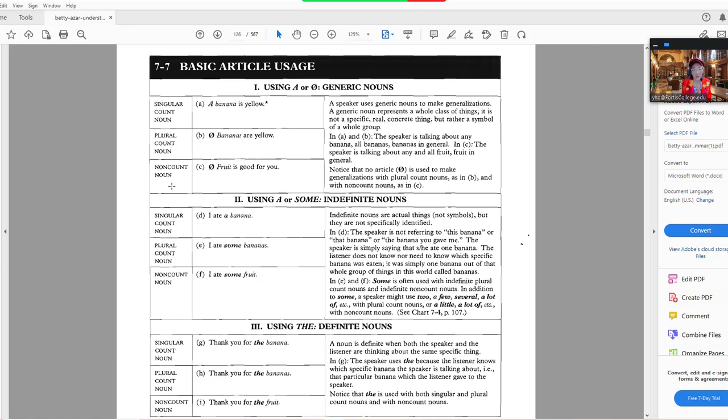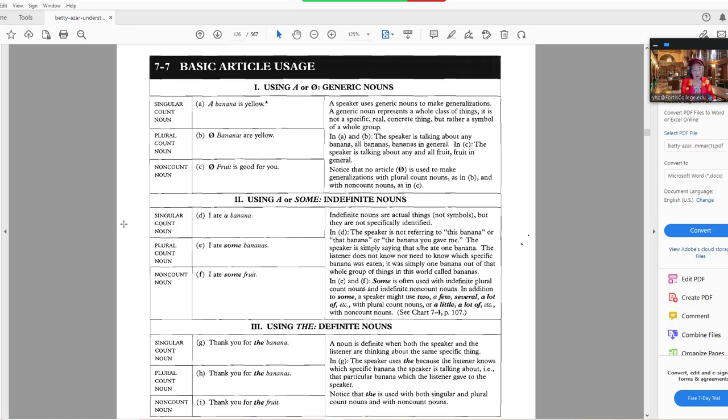Fruit is good for you. Notice that fruit is a non-count noun, and fruit is the name of a category. So usually names of categories are non-count nouns. Fruit is good for you, a non-count noun always takes a singular verb. Then I ate a banana means I ate one banana. I ate some bananas, meaning that I ate 2 or 3 or 4. It's not clear how many bananas I ate. I ate some fruit, and it's not clear how much fruit I ate either.